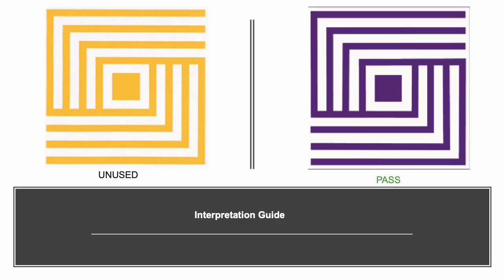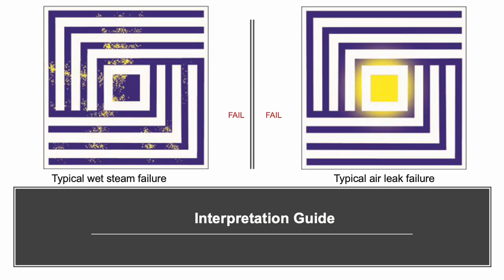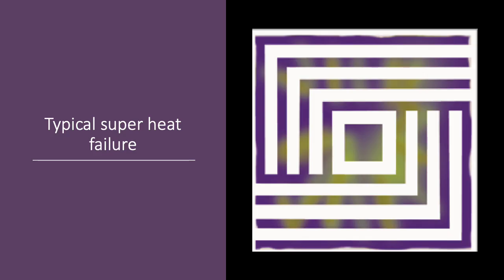The Bowie-Dick looks like this when unused, and to be considered a pass, it should look like this. Bowie-Dick will fail if the typical wet steam failed, and it will look like this. Also, if the typical air leak failed, it will look like this. And if the typical superheat failed, it will look like this.